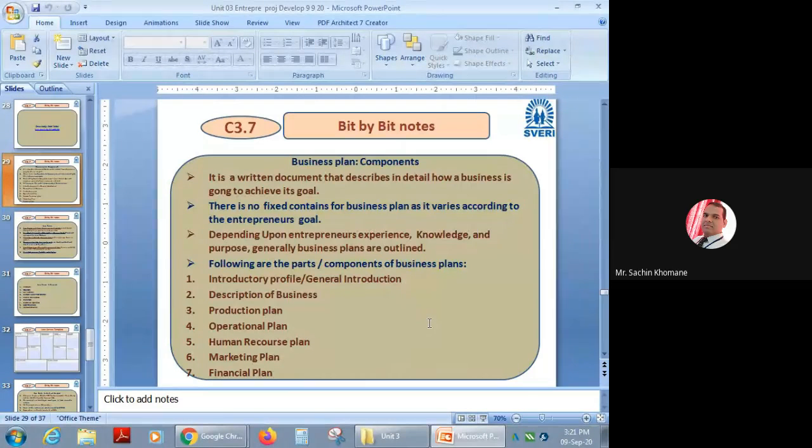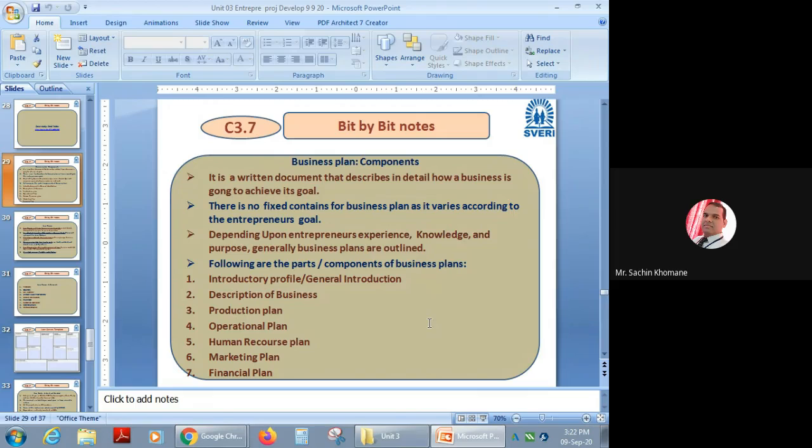Beyond that, there should be information like whether your organization is a private limited company, whether it is a partnership organization, whether it is a sole proprietorship, right? So this kind of explanation should be there, and this much is expected in an introductory profile. Every introductory profile about your organization and about the owners or promoters' information should be there, and it may be the first chapter, right?